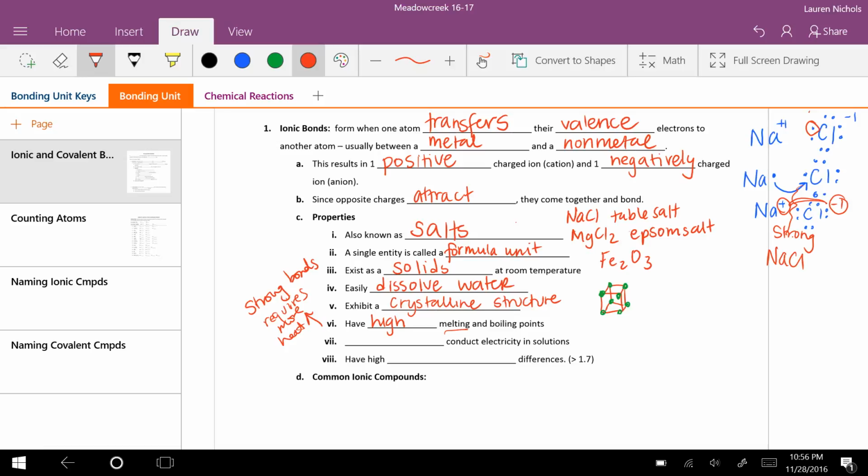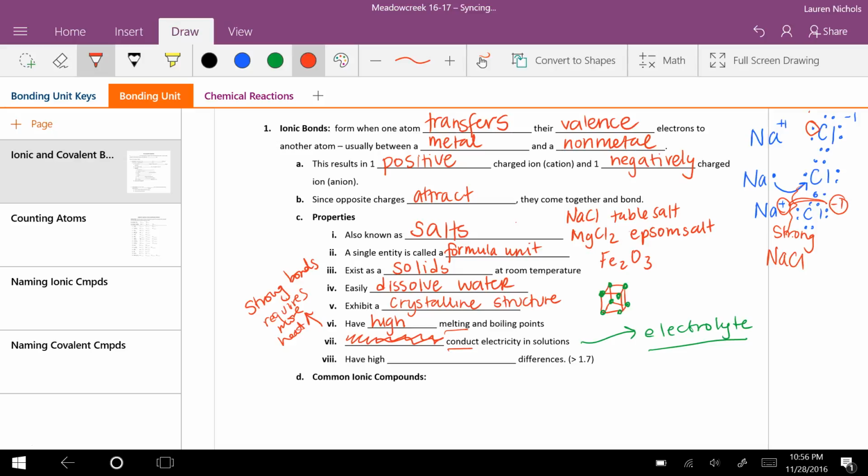And they also can conduct electricity in solutions. I kind of made a mistake here on the worksheet. You don't need a blank there, but they do conduct electricity. Now, the fact that they can conduct electricity makes them what we call an electrolyte. An electrolyte is anything that dissolves in water and can conduct electricity. That's a key word that you should know there.